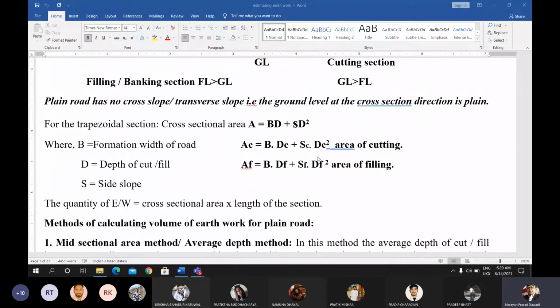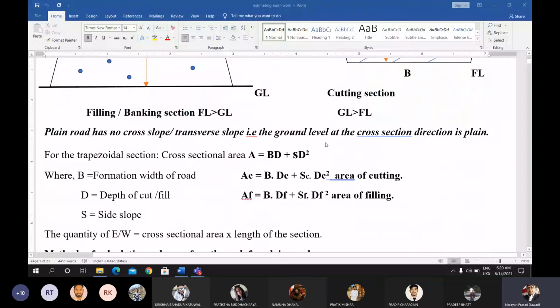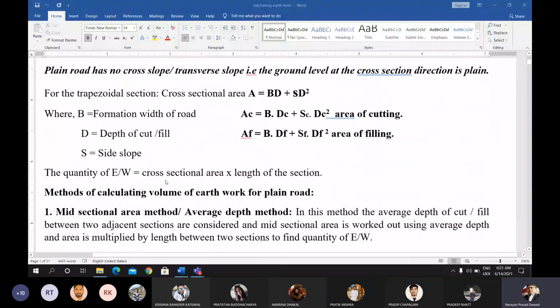Now, the quantity of earthwork can be calculated by multiplying the cross-sectional area with the length of the section. The length of the sections means the length between the sections.